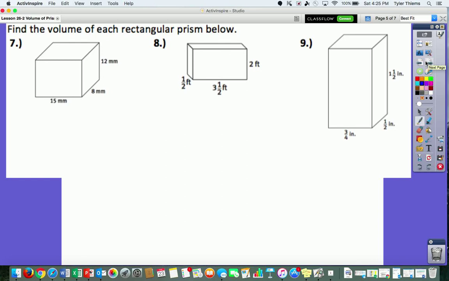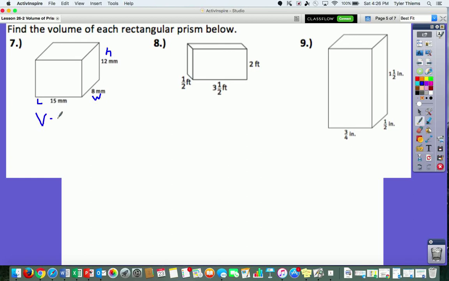Okay, for number 7 now, starting back on number 7, you notice we no longer have cubes. Now we have rectangular prisms like we talked about in the beginning. So for this, we just need to identify the length, the width, and the height. So this would be the length, this would be the width, and this number would be the height. So we're going to use those numbers when we plug in our answers into our formula.